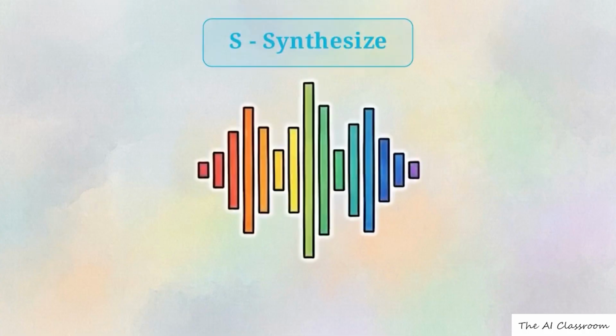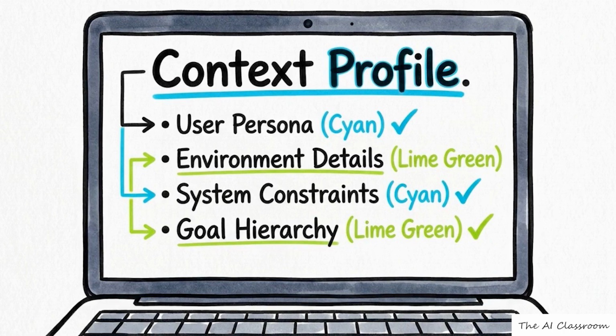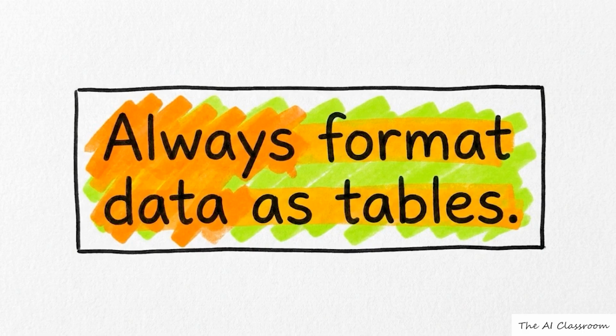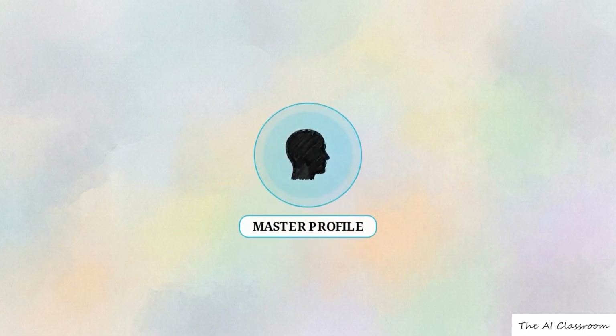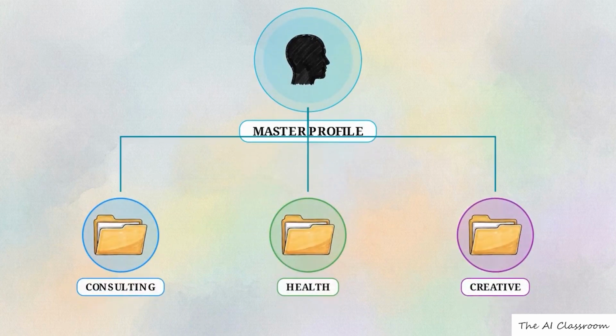S stands for synthesize. Upload that transcript to the desktop app and ask ChatGPT to organize it into a structured summary of your thinking process and professional identity. P is for projects. Paste that summary into your custom instructions. This is also where you set your formatting preferences, like telling the AI to always use tables instead of long blocks of text. To keep things organized, isolate different domains. Create separate projects for things like consulting, health, or creative work, and upload relevant PDFs to each one so the data doesn't get mixed up.